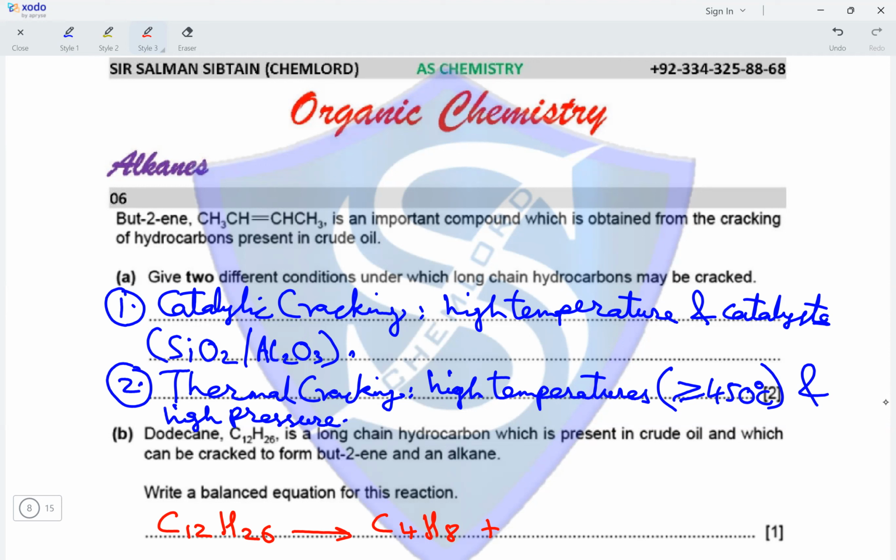So we end up with another very useful fraction that is a result of cracking, that is C8H18, which is octane, and it is what petrol is, the main component. So we end up with butene, the fraction desired in this question, and the most useful fraction desired in the industry and commercially, which is C8H18, octane.